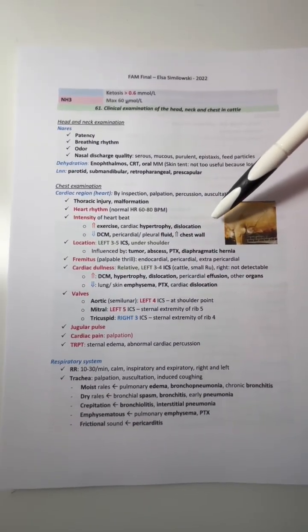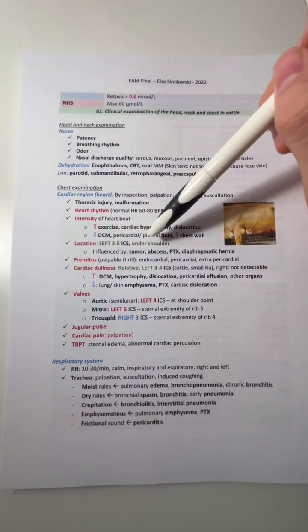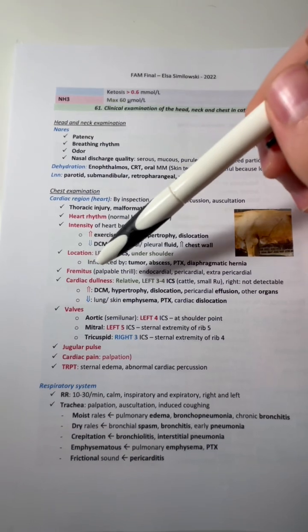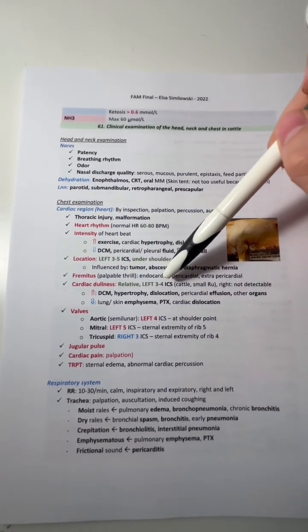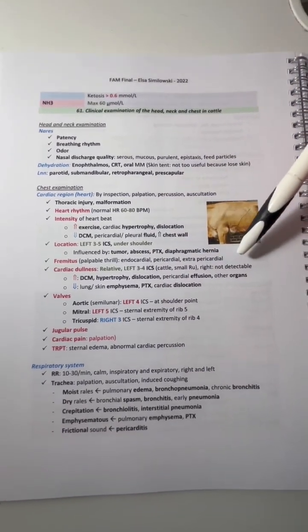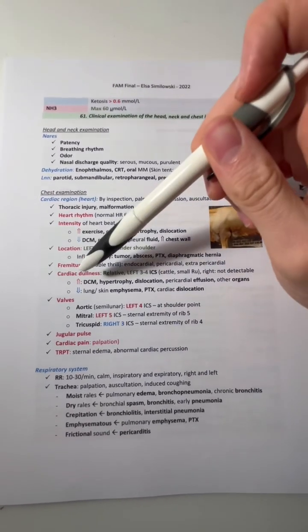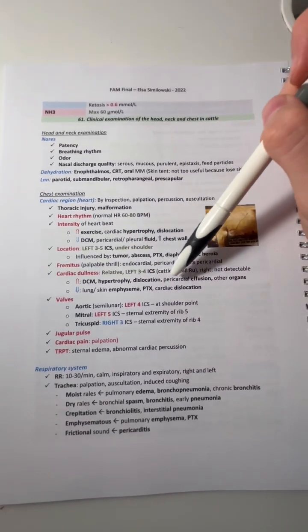The location of the heart is on the left side at the 3rd to 5th intercostal space, underneath the shoulder. In cattle, the cardiac dullness is relative. It's found on the left side at the 3rd to 4th intercostal space. And on the right side, the heartbeat is not detectable. Cardiac dullness will increase in the case of dilated cardiomyopathy, hypertrophy and dislocation, as well as pericardial effusion.